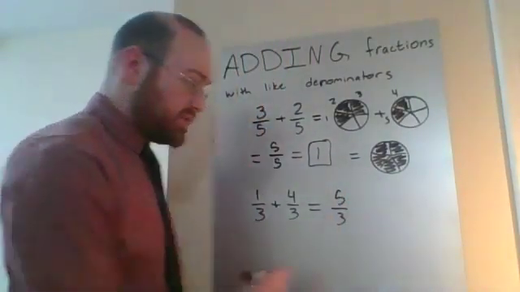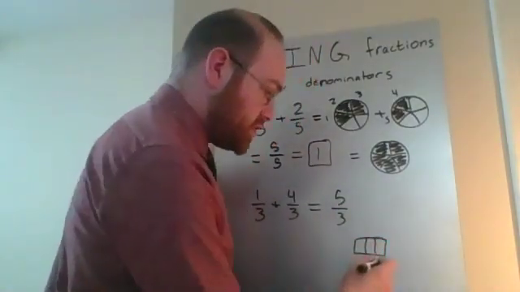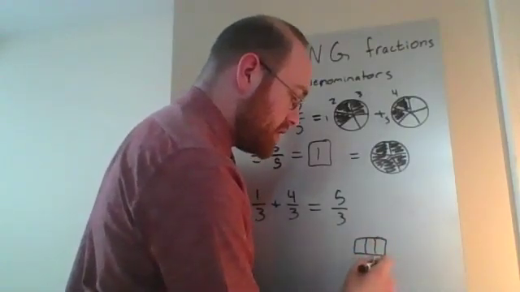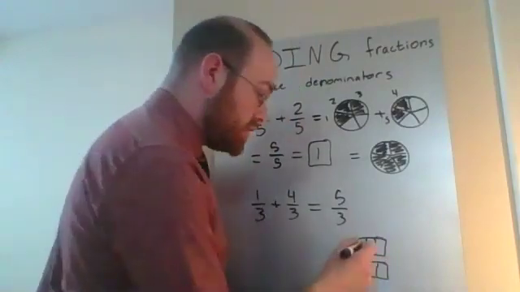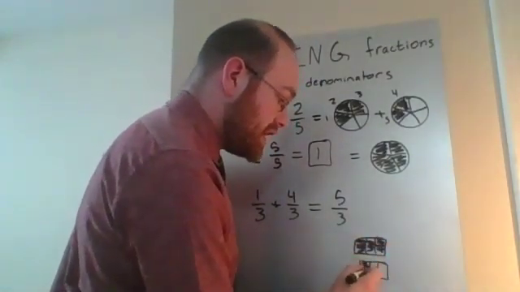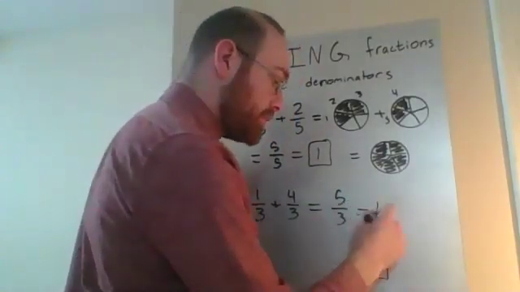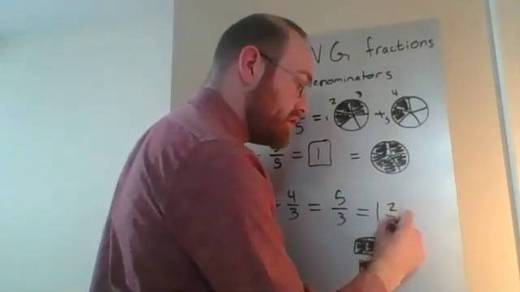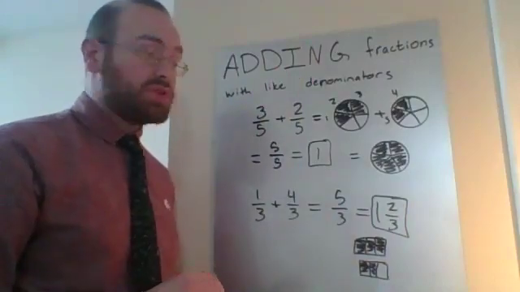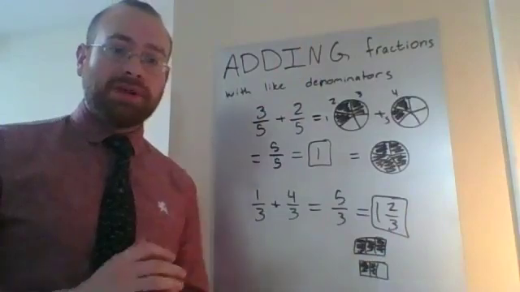Now, if we think of rectangles that have been divided into 3 parts, we need more than one rectangle in order to get to 5 of them. So if we shade in 5, we have all of these 3 and 2 of the second one. So that means we have 1 and 2/3 to express our fraction as a mixed number. So this has been an example of how to add fractions when they have a like or common denominator.